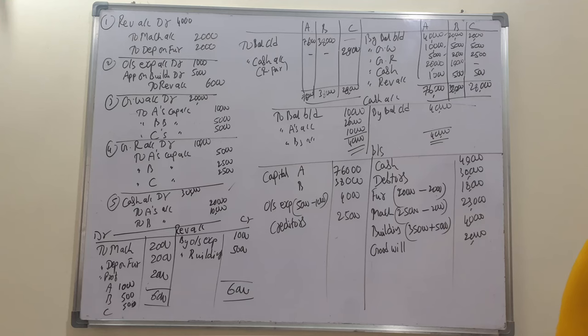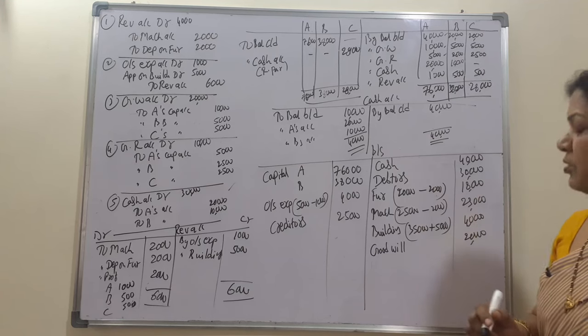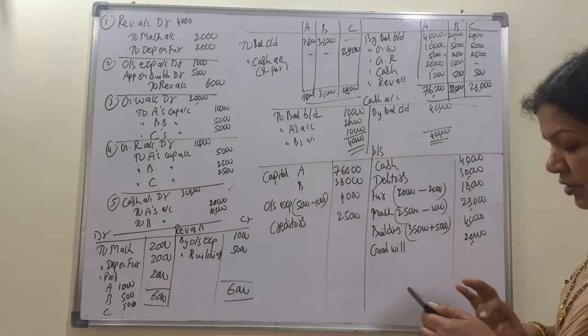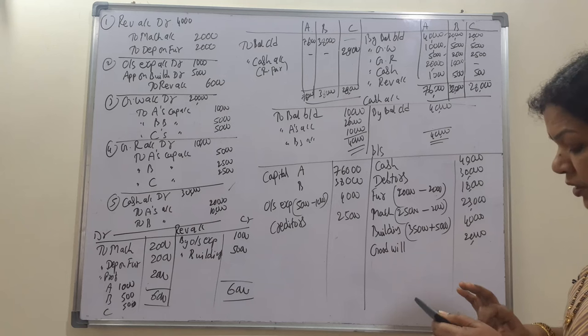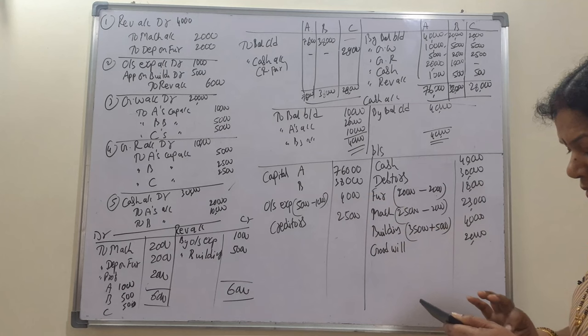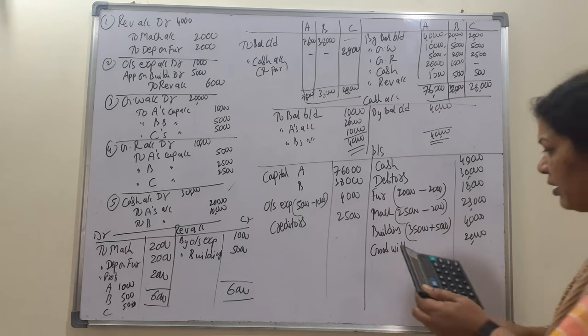That's all. Did we miss anything? So that's about the balance sheet. Let's total up 76,000 plus 38,000 plus 29,000. It is 1,43,000.